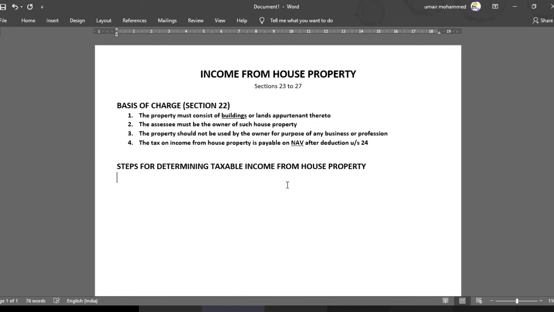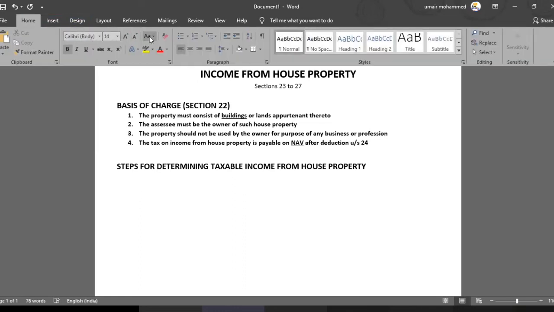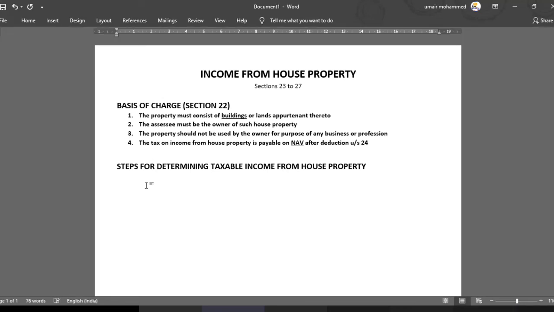Okay, sir. And also one more question, sir. For the third point, where you said the owner uses it for business and profession, will it be taxable or not, sir? That property is not considered as house property. It will be considered as business property.